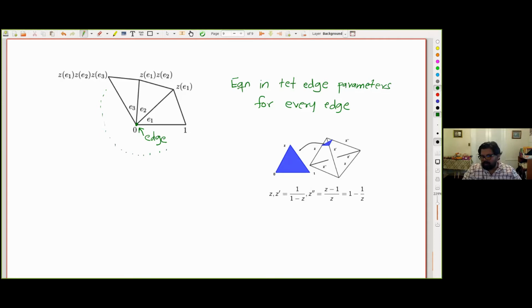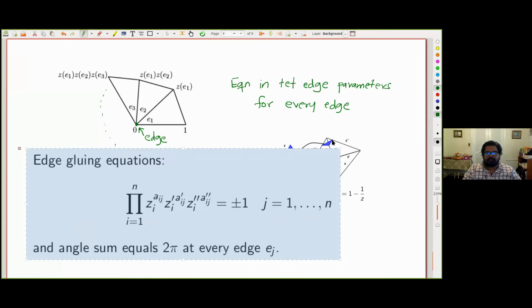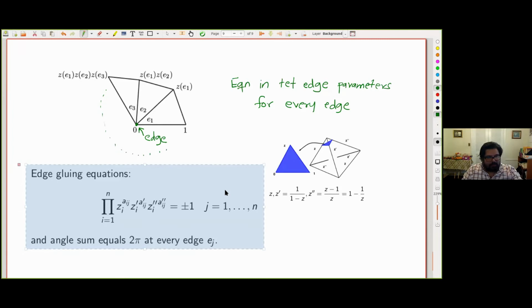And what does this equation look like? This equation looks like this. So this is an edge gluing equation. There are some coefficients Aij. I stands for what tetrahedron you are in, and J stands for the edge. Now remember, there are the same number of edges as tetrahedra. That was that little exercise which I mentioned. And so the edge gluing equations are an algebraic equation in the variables Zi, and there is an angle sum of 2 pi at every edge. So this is the edge gluing equation. It is an algebraic equation in the Zi's plus an angle equation.